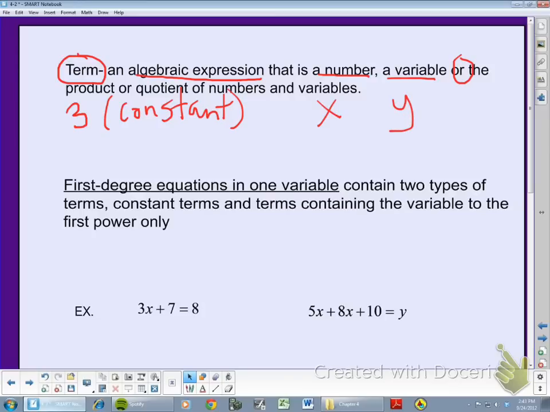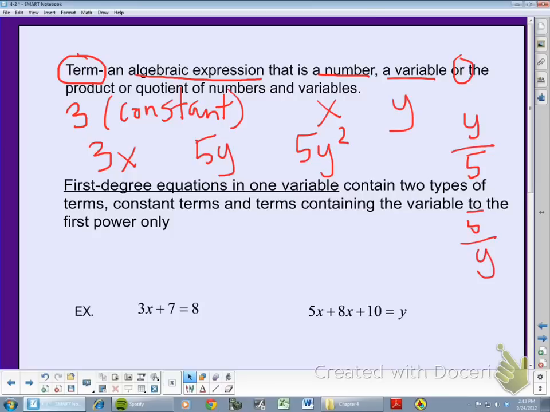It can be the product of a number and a variable, so 3 times x, that's also a term. Or 5 times y. Or 5y squared is also a term. It can be the quotient of a number and a variable as long as the variable is not at the bottom of the fraction. So it can be y divided by 5. Something that's not considered a term is when the variable is at the bottom. That's not a term. Okay, so like if you had 6 over x squared, that's a different type of thing. Okay, that's not considered a term.